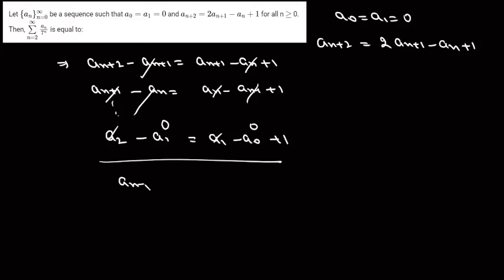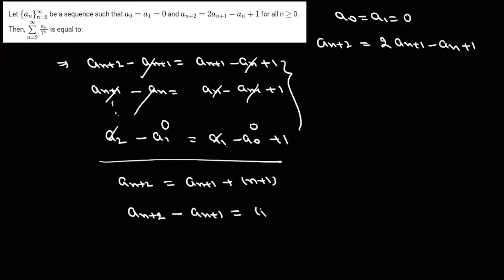So we can write a_(n+2) is equal to a_(n+1) plus, now this is 1 plus 1 plus 1, which starts from 1 to n plus 1. So it will be this n plus 1. So from here we can write a_(n+2) minus a_(n+1) will be equal to n plus 1. So we have another recurring relation.